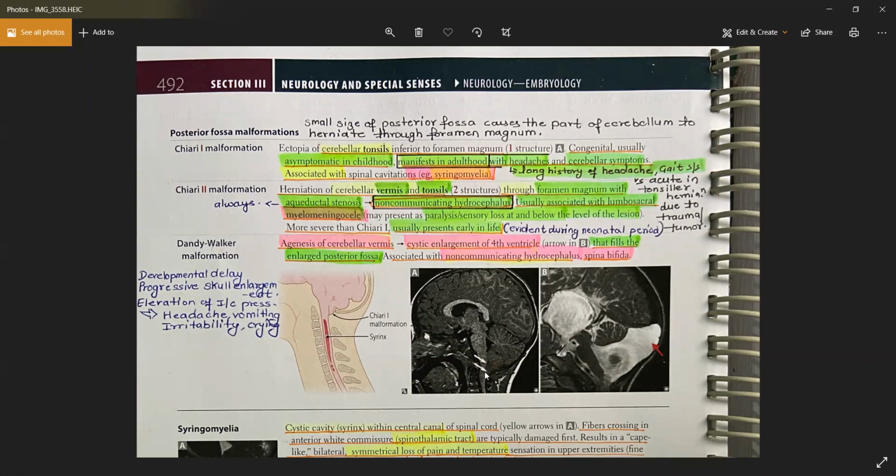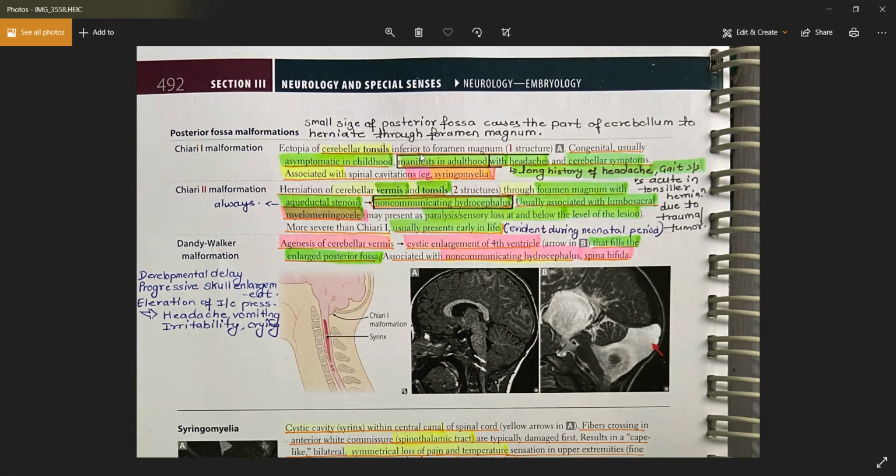The foramen magnum is basically the foramen where the spinal cord exits the skull, right? And through this foramen, the tonsils of the cerebellum will herniate. Because only the cerebellar tonsils are herniating and the space is only very slightly decreased, this condition is less severe. It will only present in adulthood. It will be asymptomatic in childhood. It will present only in adulthood, right?